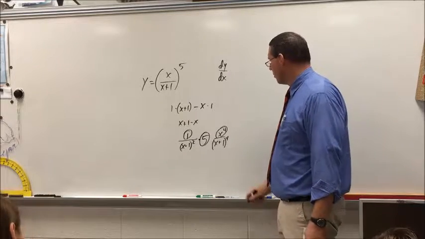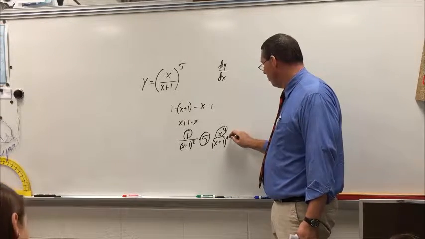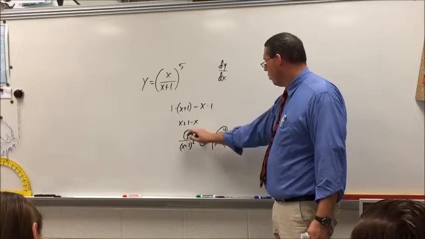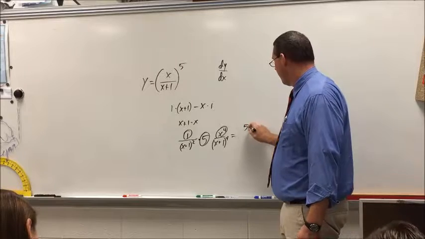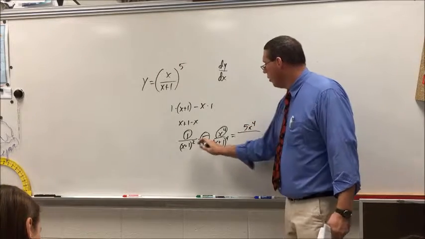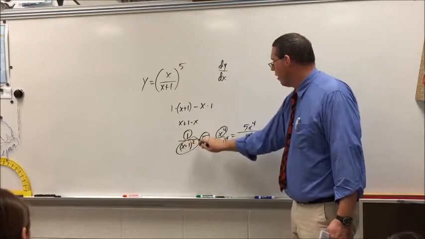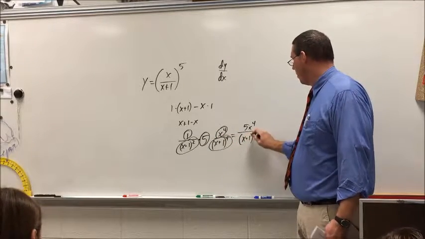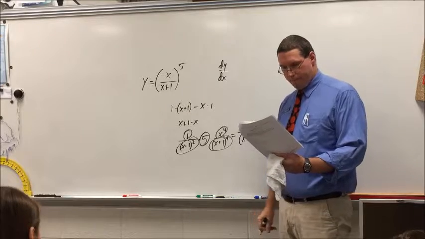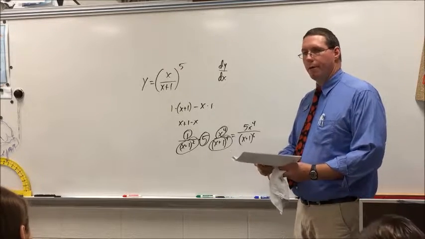Sorry, I know I'm going fast. I want to make sure that we cover as much as we can, but I don't want you to lose it in the meantime. What's 1 times 5? 5. And 5 times x to the 4th? 5x to the 4th. Over, look what we have here, x plus 1 squared times x plus 1 to the 4th, x plus 1 to the 6th. There you go. Which answer is that? D.